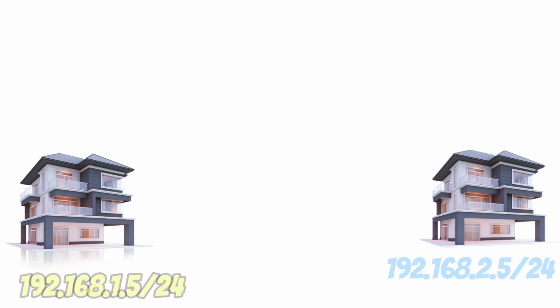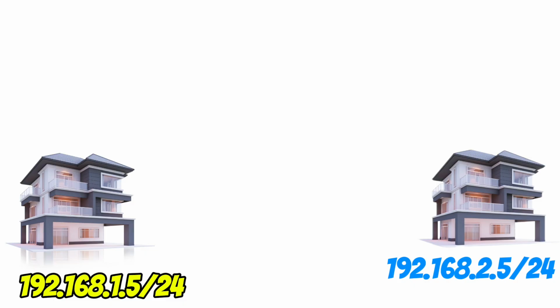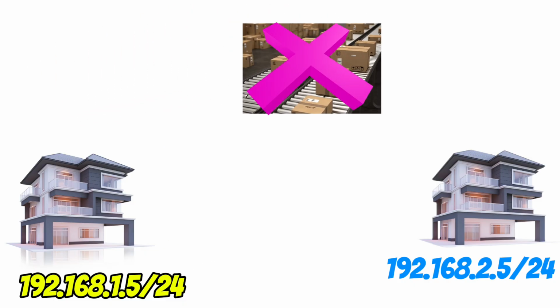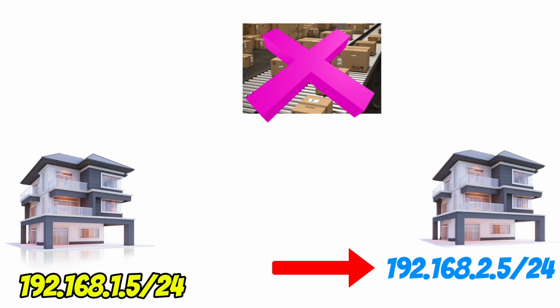Just as the previous slide showed us that we had 2 different addresses for our houses, we have 2 different IP addresses. However, the package didn't make it there. If you're still confused, let's take a closer look at this with a more practical example in our Packet Tracer lab.